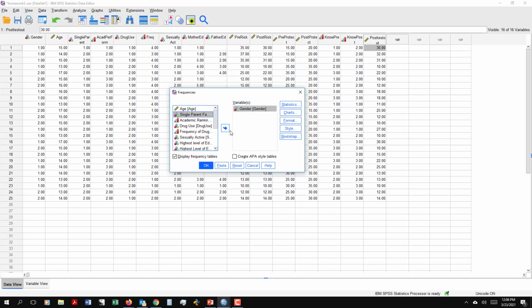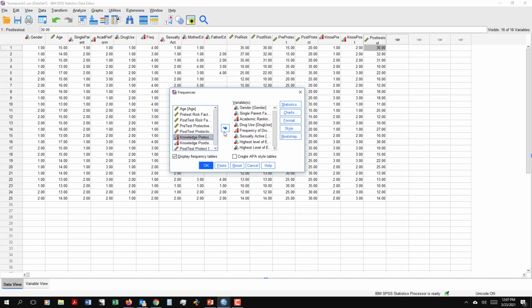So we have gender, we have single family home status, academic ranking, which could technically be an ordinal level but is really going to be a nominal type level. Then we'll have frequency of drug use, if they're sexually active, highest level of education for the parent, highest level of education for the other parent. And then we're going to put knowledge pre-test over here, knowledge.